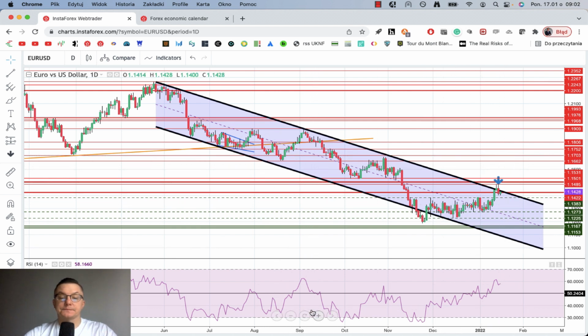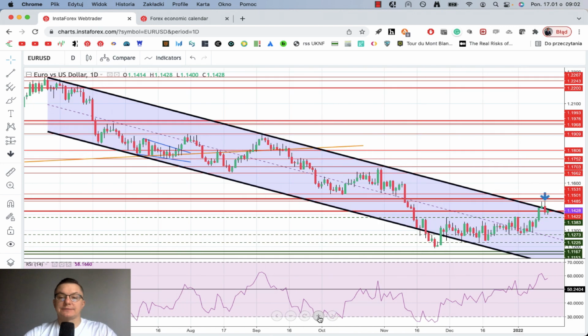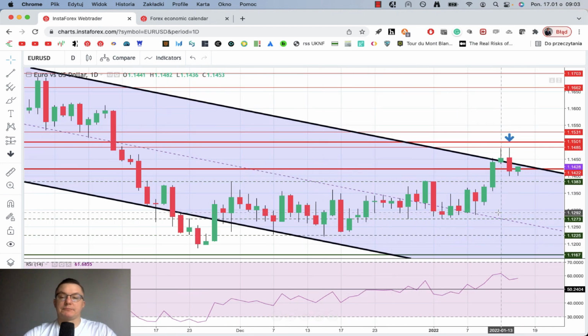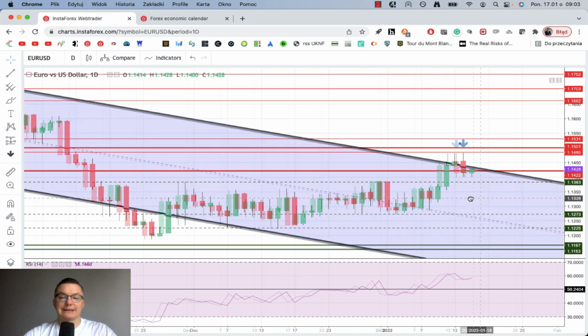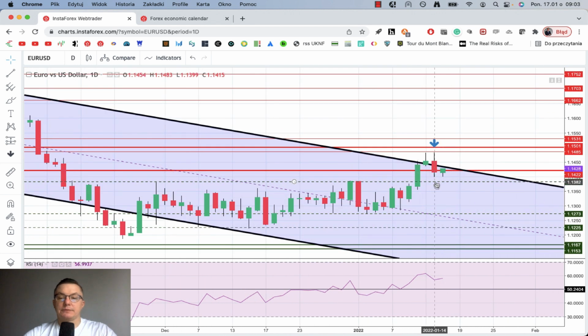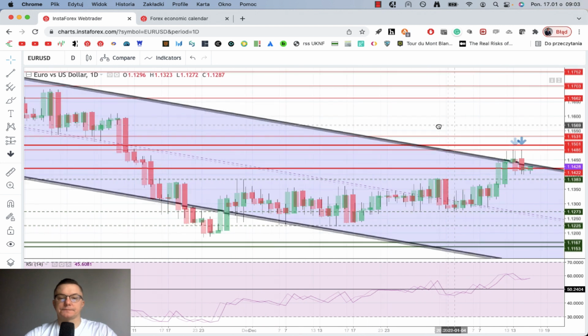But so far, the euro dollar has been a rally or a bounce, maybe that's a better word. The bounce has been capped right now. If we break below 1.1383, that would mean the market might extend the drop back to the trading range.